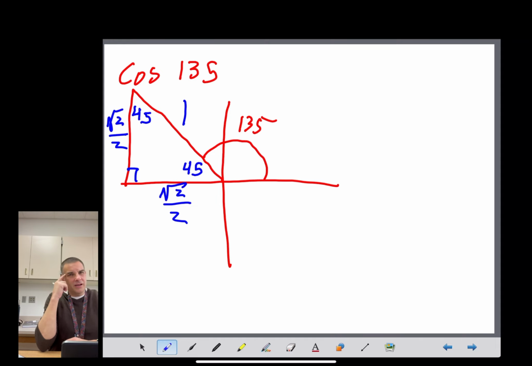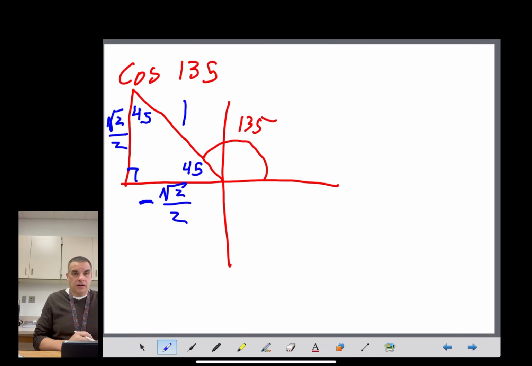But now we have to think about it a little bit and say, okay, I've gone in this direction. I've gone to the left on the x-axis. If I've gone to the left on the x-axis, that means my x value needs to be negative. So we've gone left and up. Up is positive, to the left is negative. So we've got the negative square root of 2 over 2.